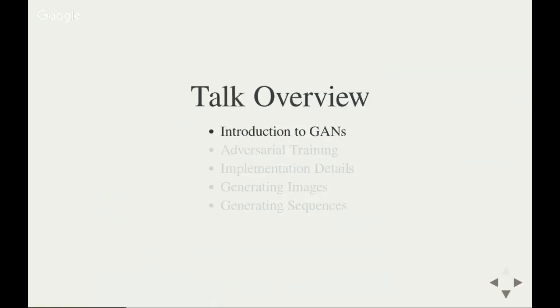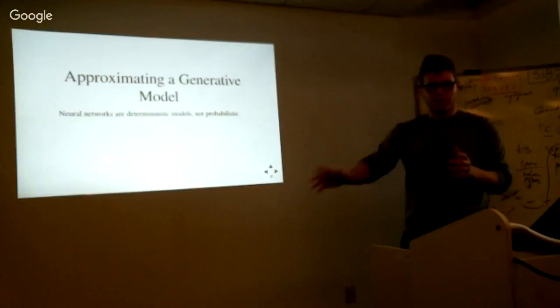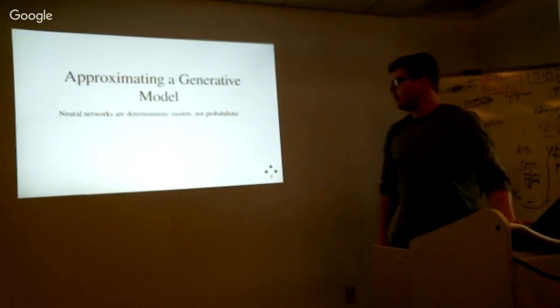So we'll introduce briefly what GANs are now that we know what generative models are. What we're trying to do with a GAN is to approximate some probability distribution. The reason I use the word approximate is that neural networks are deterministic models. The neural networks which comprise the backbone of deep learning don't learn probabilities. They have some weights, you put an input through, and you get the same output every time, right?